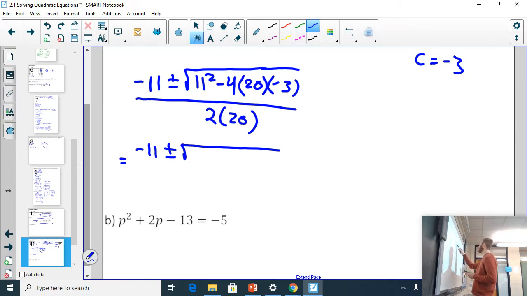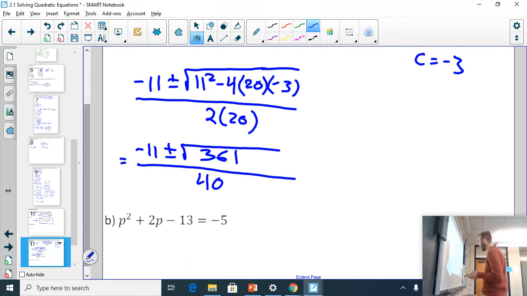And then notice we have 4 times 20 times negative 3, minus, we're going to end up being minus a negative, but we're adding. So we get the square root of 361 under all that. All over 2 times 20 is 40. And now from here, our answer is a little weird, right? So the square root of 361 is actually 19.